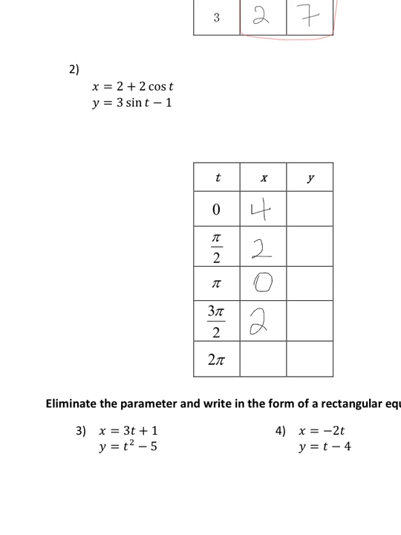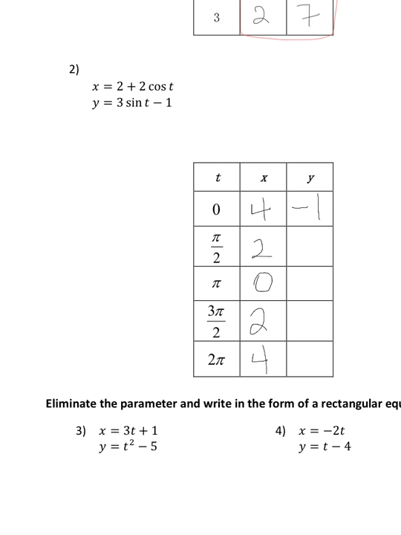And then the last one, 2 pi. Cosine of 2 pi is 1. 1 times 2 is 2. And 2 plus 2 is 4. So those are our x values. And then we're going to do the y values. Sine of 0 is 0. So 0 times 3 is 0. Minus 1 is a negative 1. So our first y value is negative 1.